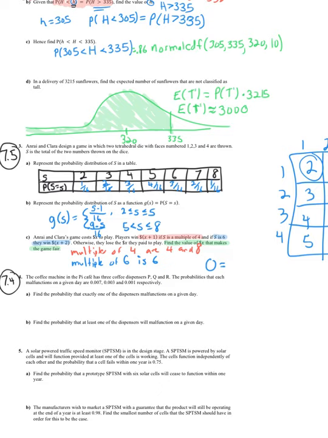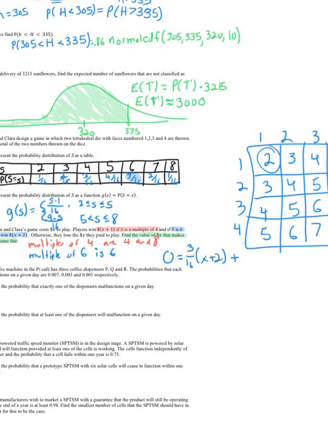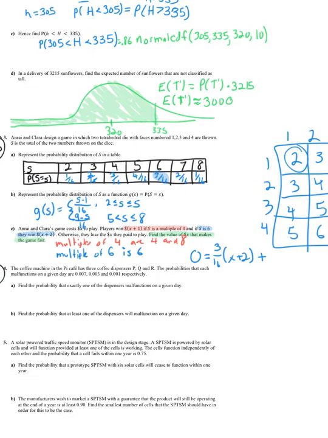So what that means is to get a 6, for example, the only probability that you have is 3/16. So you're going to do 3/16 times x plus 2 plus, and then you would say the probability that you get a 4 or an 8.